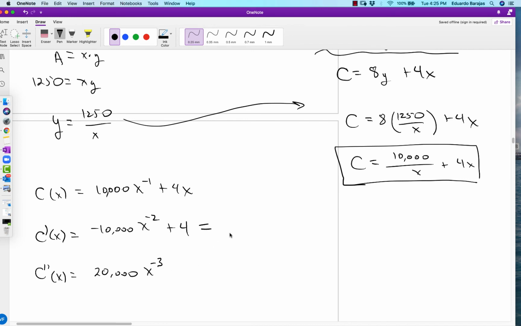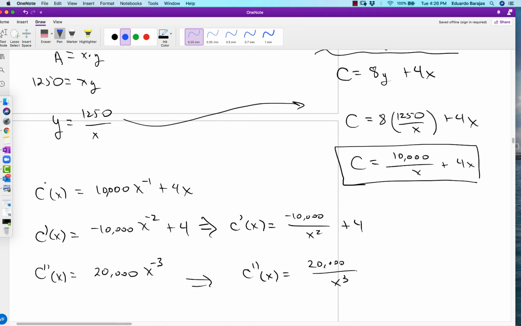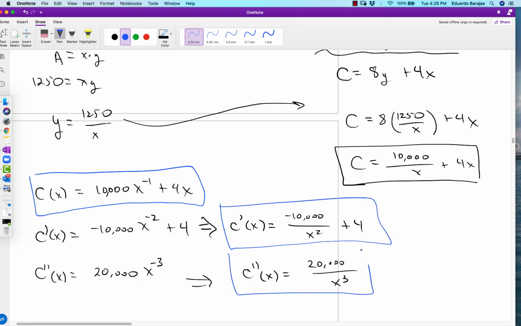Okay, so simplifying it here, this means that the first derivative is equal to negative 10,000 divided by x squared plus 4. And from over here, we get that the second derivative of x is going to be equal to 20,000 divided by x cubed. Okay, so we have the original function that we want to minimize. Then we have our first derivative, and we have our second derivative. Okay, so next, let's think about the critical values around the first derivative.